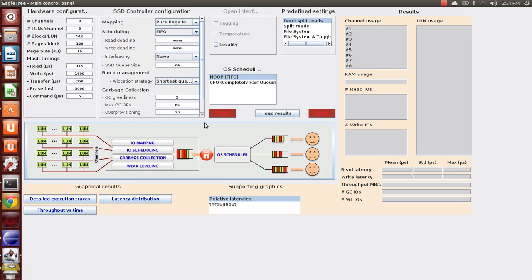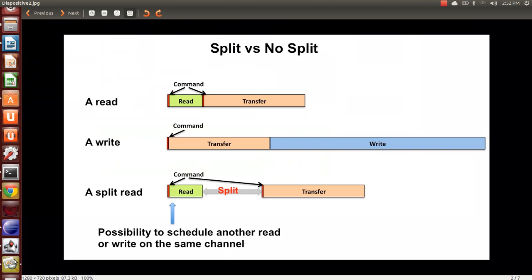In the first experiment, we test two different scheduling strategies, which differ in how they schedule reads on the SSD. So let's contrast these using a diagram. Okay, so first of all, let's explain how reads and writes work on SSDs.